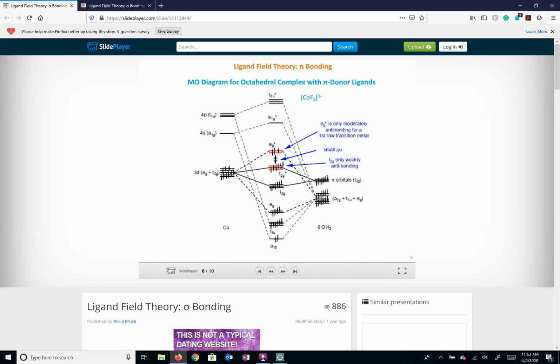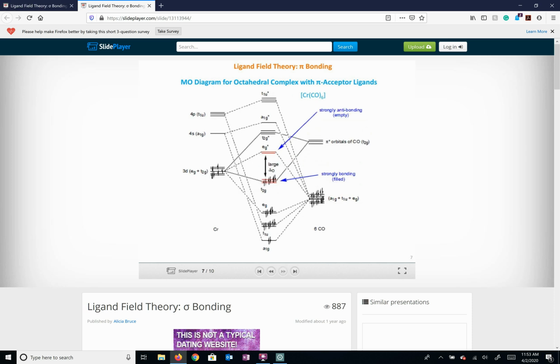Within this same set of slides that whoever made, here's our pi acceptor molecular orbital diagram. They've actually got this one labeled properly at the bottom, right? So on the left-hand side is the chromium. On the right-hand side is the carbonyls, the COs, the carbon monoxides. And you can see how, because of the change in energy and the pi star orbitals and the symmetry that's involved with those, now we can make a bonding combination with our T2G sets to increase delta octahedral, okay?